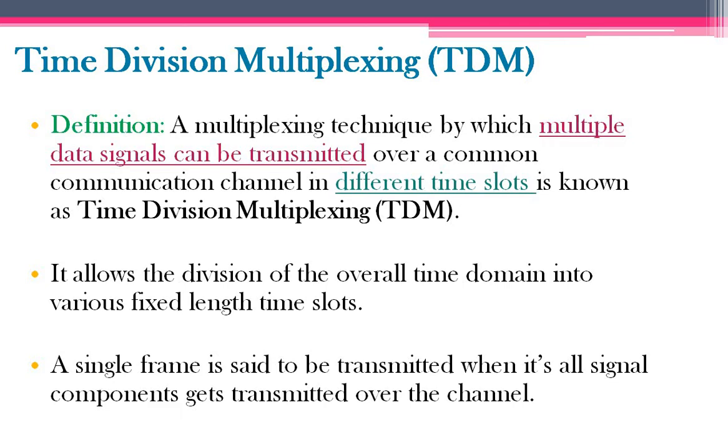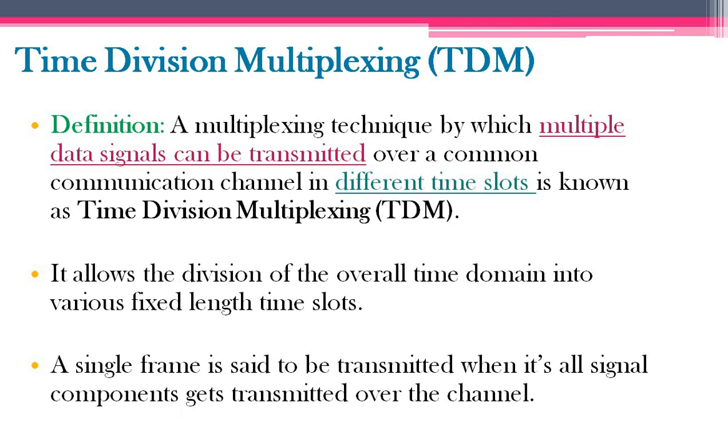Here also we are using the same technique, because time division multiplexing is used on the modulation side, and the kind of modulation most used here is pulse amplitude modulation. So time division multiplexing is an important thing. It's just the last topic, and it has been given for better explanation for you. The definition of time division multiplexing is: the multiplexing technique by which multiple data signals can be transmitted over a common communication channel in different time slots. You are dividing the time.